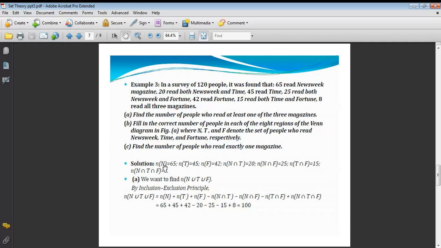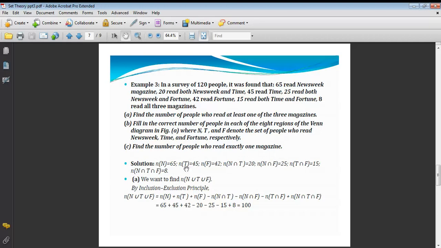The number of people who read Newsweek is equal to 65. The number of people who read Times is 45. The number of people who read Fortune is 42. The number of people who read Newsweek and Times both is 20. The number of people who read Newsweek and Fortune is 25. The number of people who read Times and Fortune is 15. And the number of people who read all three is 8. So by all these symbols we will find the related parts.